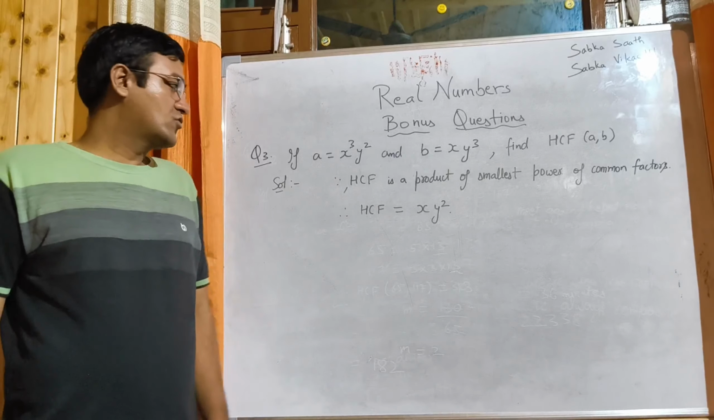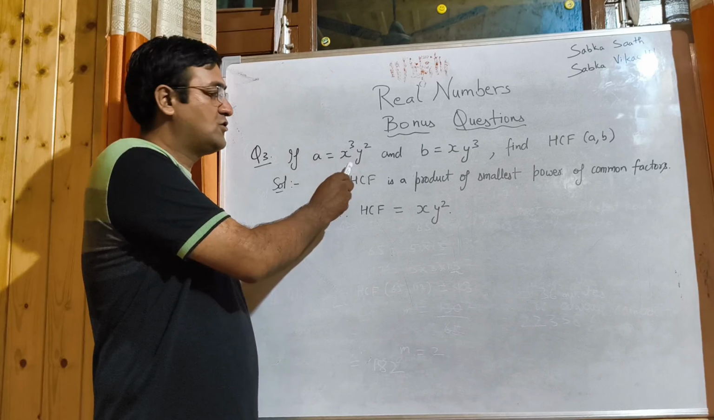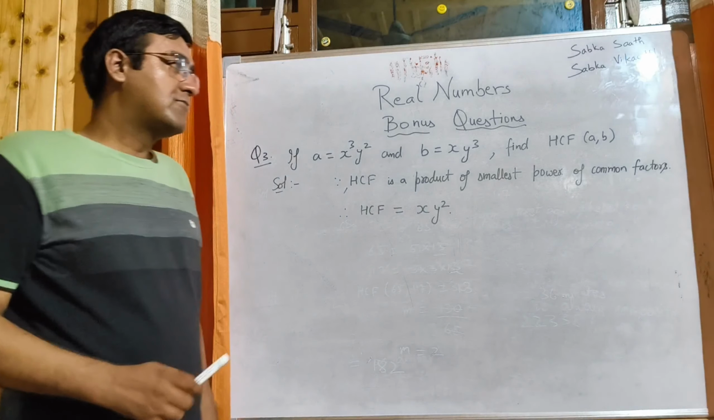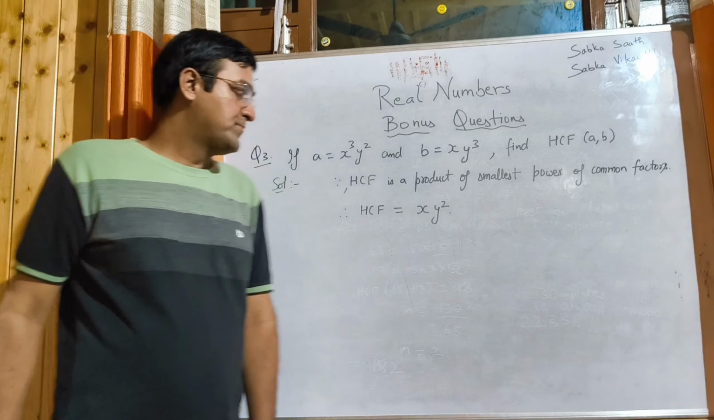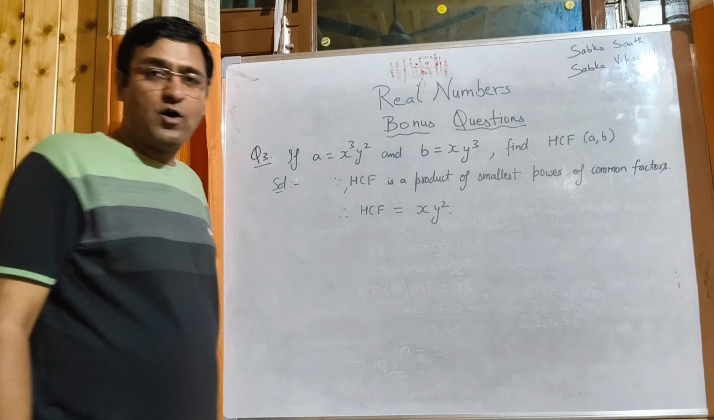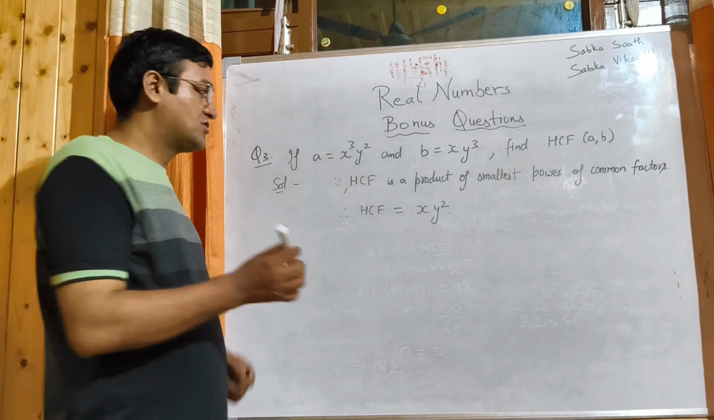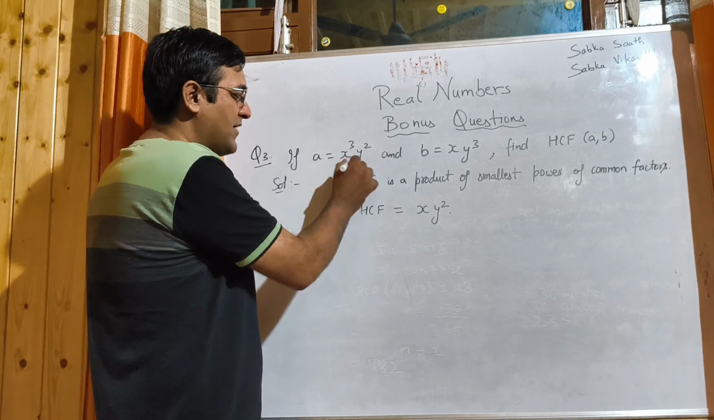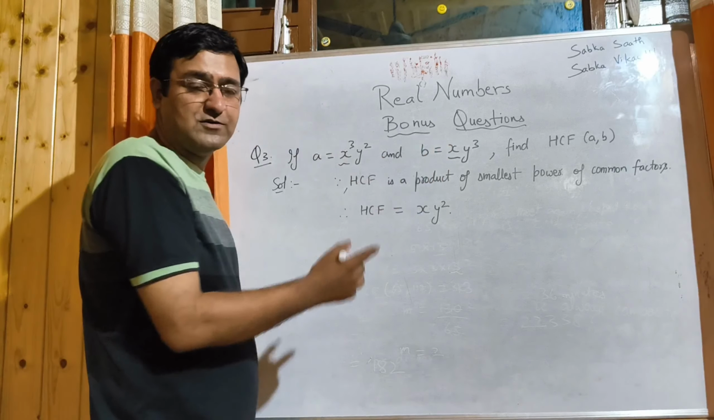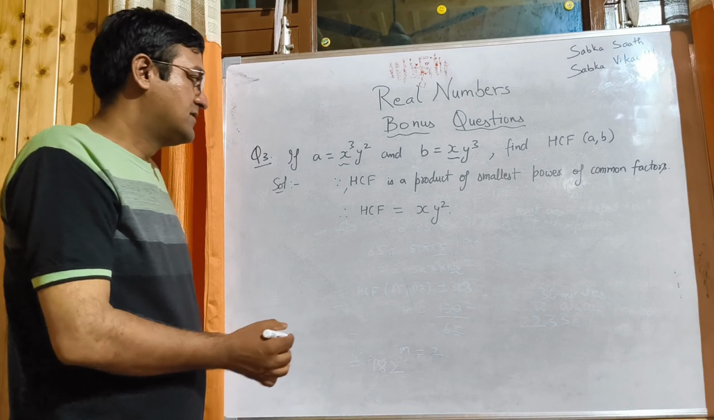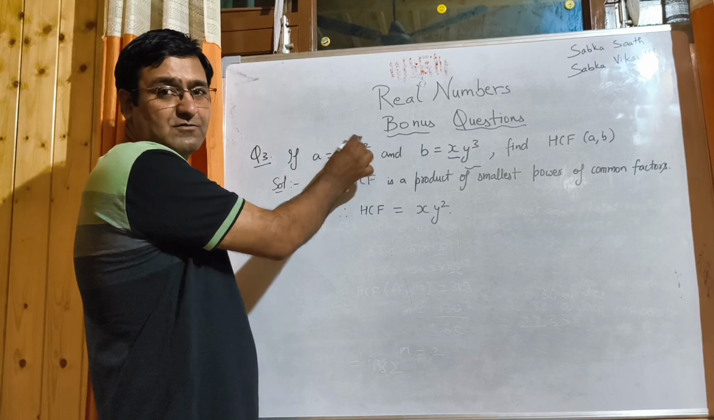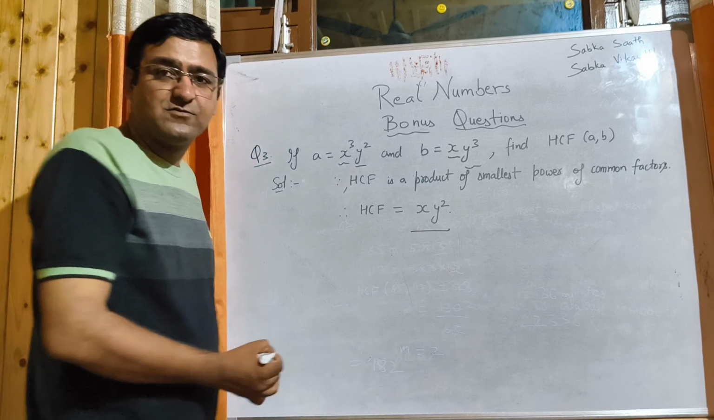Now the third bonus question is: if a equals x cube into y square and b equals x y cube, find the HCF of a comma b. Since we remember that the HCF is the product of the smallest power of the common factors, let us look at the smallest power of the common factors. The first common factor is x in both of them. Its power here is 3, power here is 1. So the smallest power is x raised to power 1. Similarly, in case of y, it is y square and y cube. The smallest power is y square. So the HCF would be x y square.